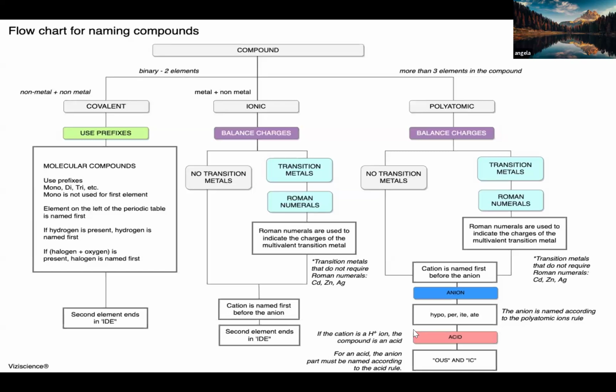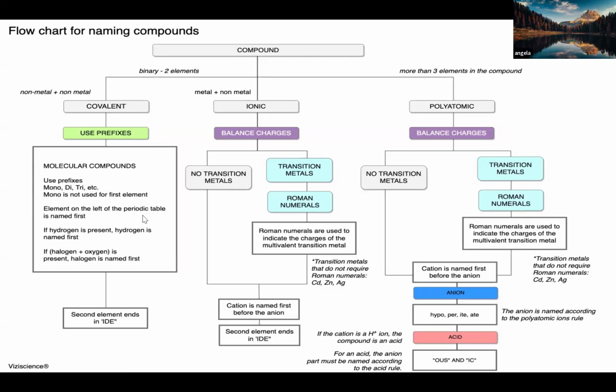Okay, here is another flow chart. This flow chart is going through again, breaking it down into covalent, ionic, and polyatomic. With the covalent bonds, you're going to use the prefixes that we went through, like the mono, the di, the tri, the hex, the octa, all of those. The only thing is you really don't need to use mono for the first element, because if you're just saying the name, we know there's just one.